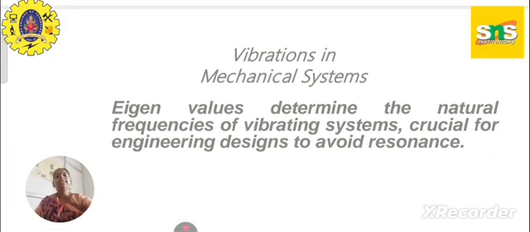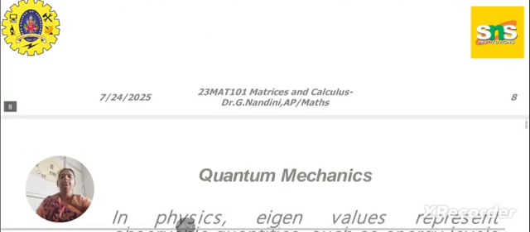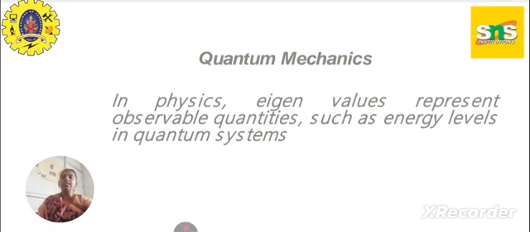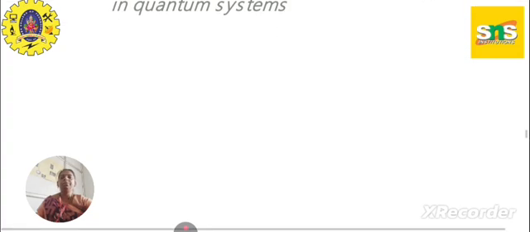For mechanical systems, eigenvalue determines the natural frequency of a vibrating system, critical for engineering designs to avoid resonance. In physics, eigenvalue also plays a vital role. Eigenvalues represent observable quantities such as energy levels in quantum systems.